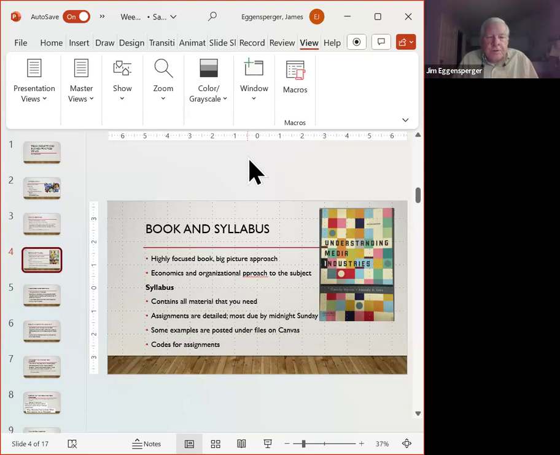Codes on the assignments simply means that each assignment has a specific alphanumeric code, and it's based on the week. So the one assignment for week 1 would be 1A. And that just helps me to keep organized. It helps me to tie things into the grade book. And so I ask that you put those on all your papers.